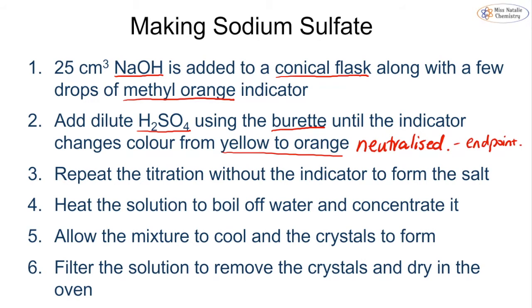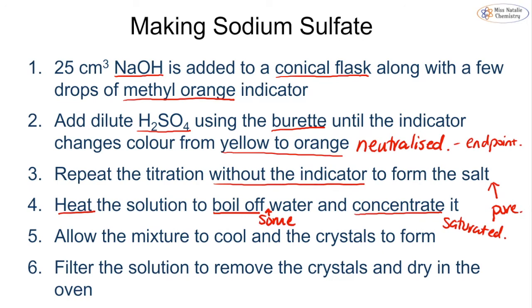Now, of course, we repeat the titration, this time without the indicator, and this will form a pure sample of the salt. But again, that is still going to be in an aqueous solution because we're forming our salt plus water. So what we need to do is remove that water. So we're going to heat the solution to boil off some of the water, not all of it, because we want to concentrate the solution or make a saturated solution. Once the solution is concentrated, then we take it off the heat and we allow it to cool, and that allows our crystals to form.